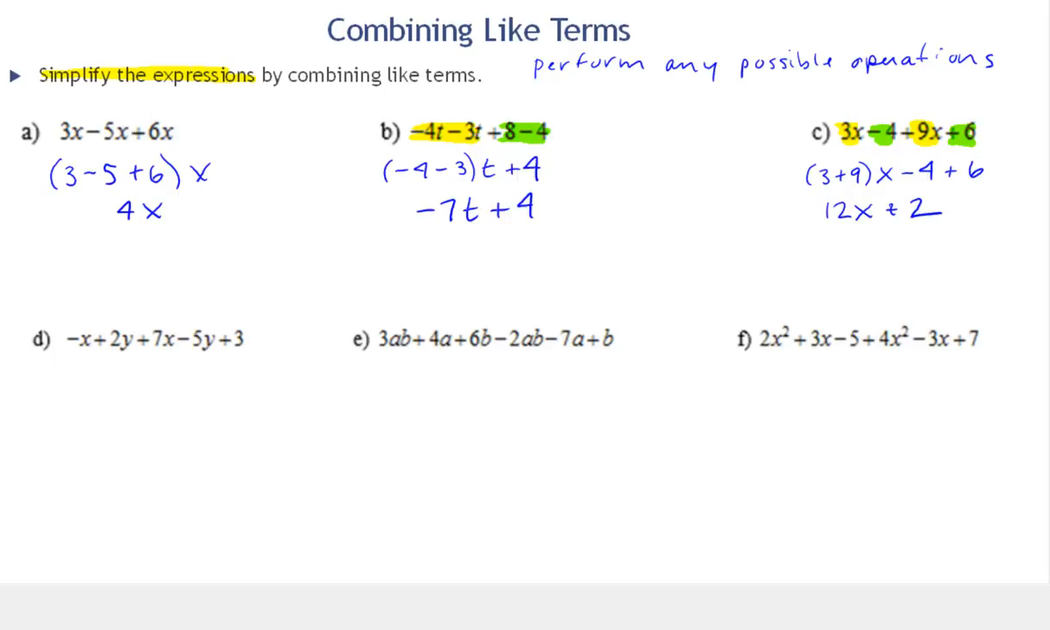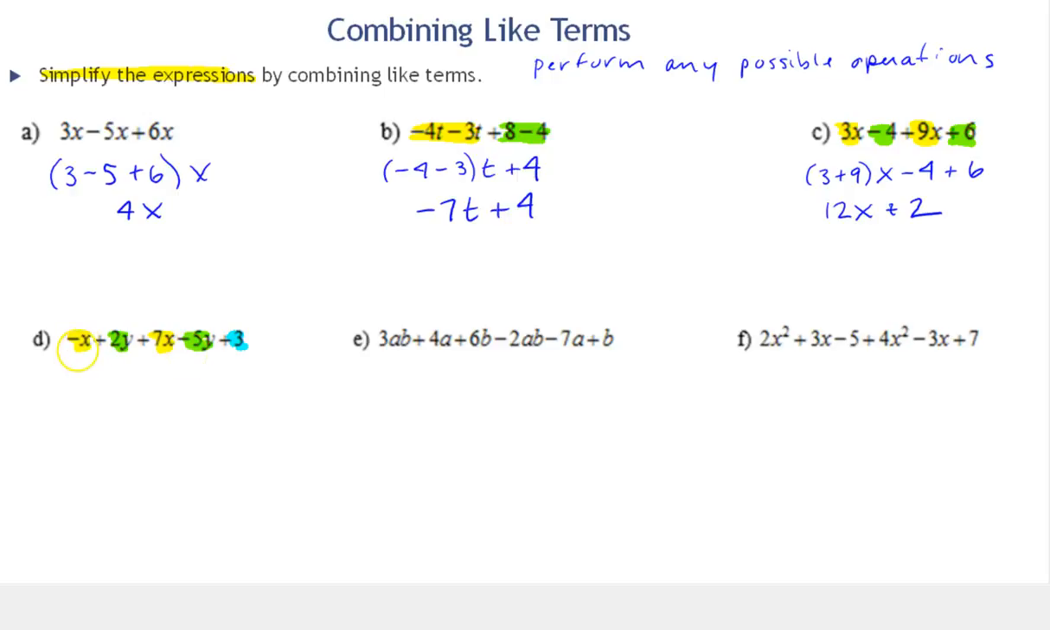Let's look at the next one. Okay. Here I see we have 3 different types of terms, so let's highlight them. Here's an x term. There's another x term. Here we have a term with a y variable, and then we have one constant term. So let's start with the x terms.